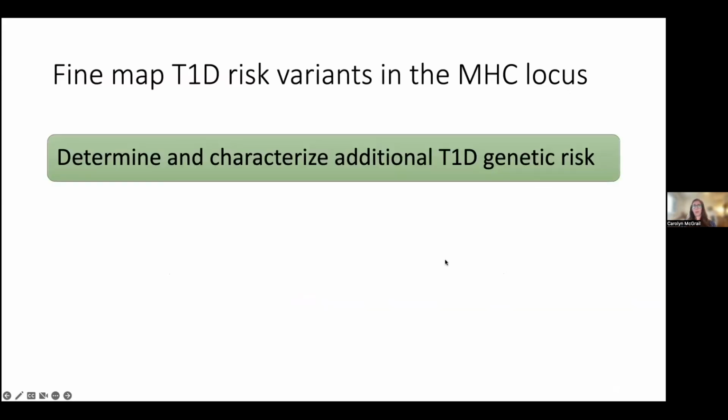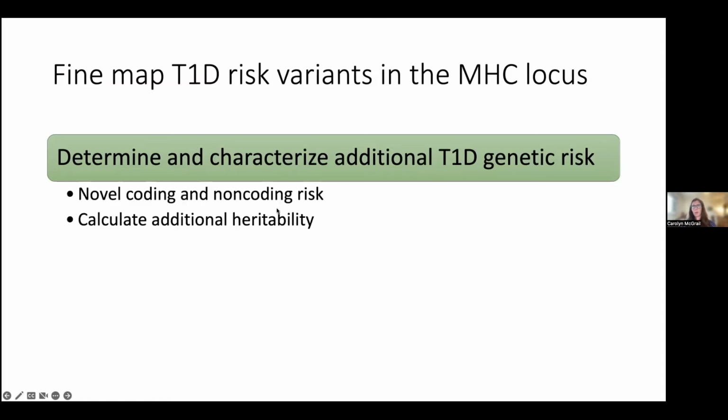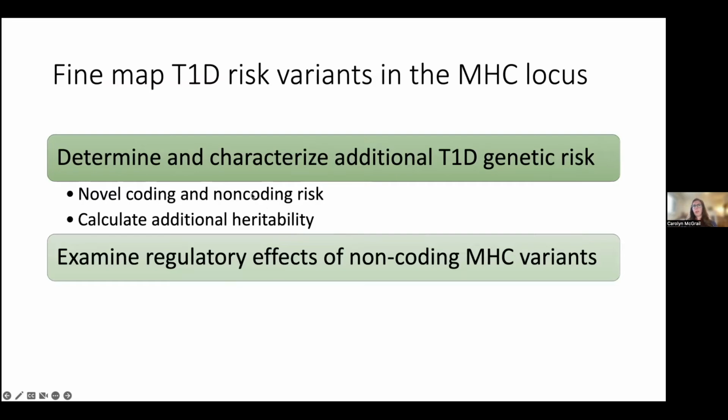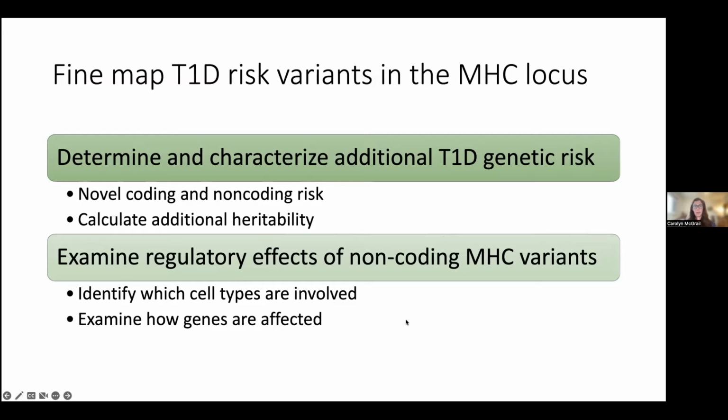So for this particular project, we had 2 main goals. The first is to determine and characterize additional genetic risk, both any coding or novel non-coding risk, and then calculate additional heritability due to this risk. And then with any interesting non-coding credible sets or variants, we wanted to examine the regulatory effects of these non-coding MHC variants. So identify which cell types are involved, which we can do using genomic annotations, and also how these genes are affected, and we can use some in vitro validations to confirm these.